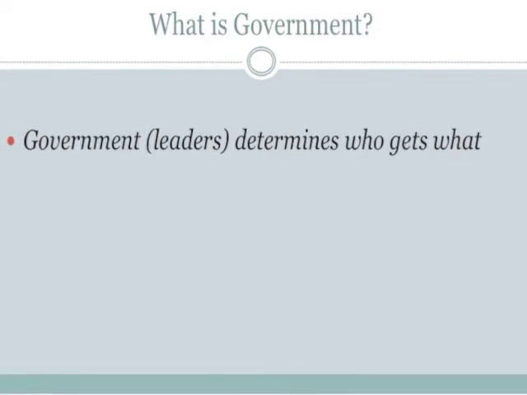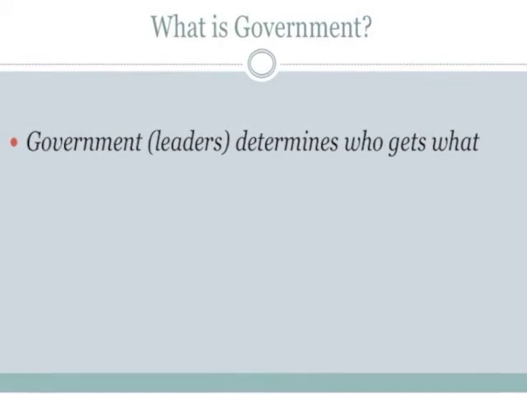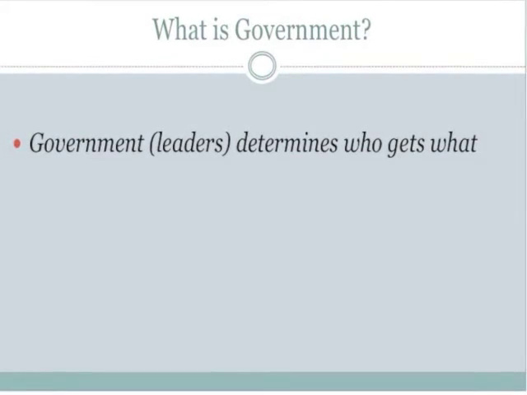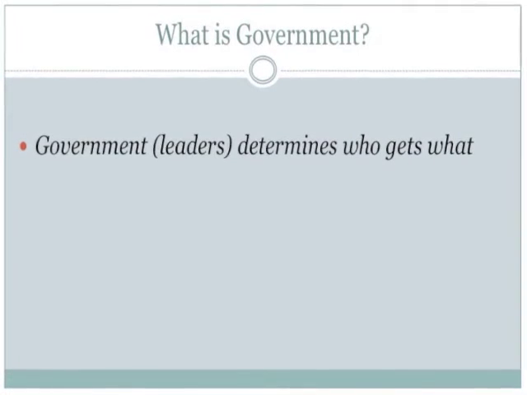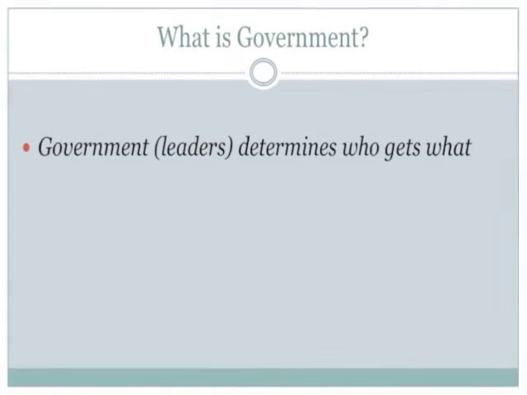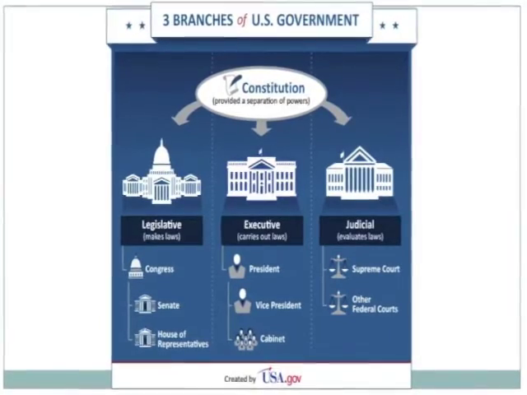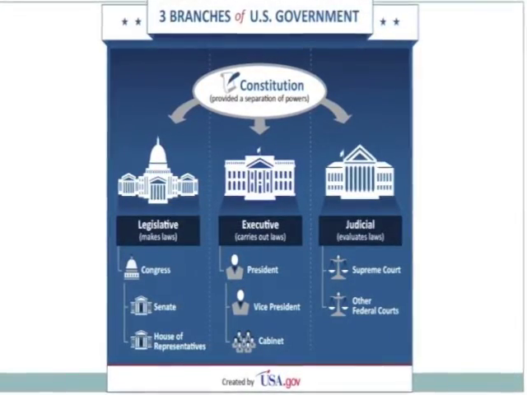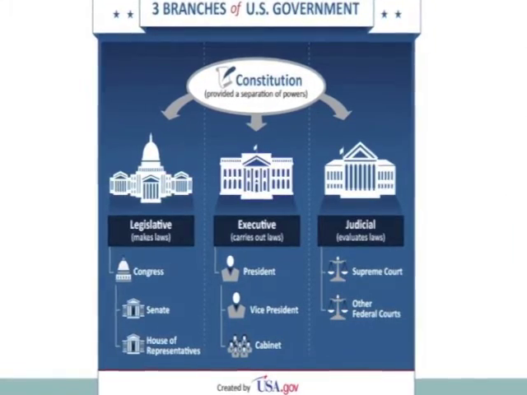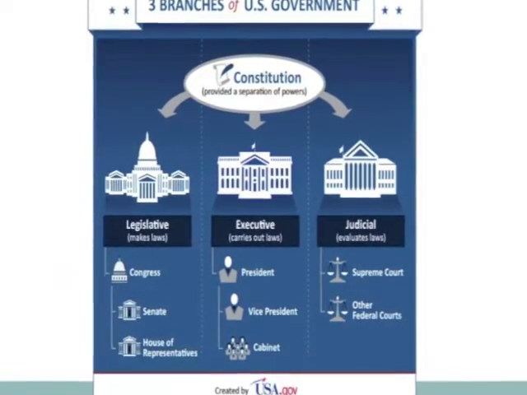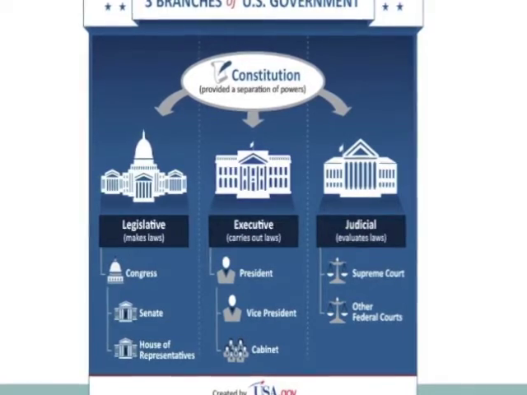The textbook generally defines government as formal institutions and procedures that exercise authority over a body of people. In other words, governments determine who gets what in a society. In the U.S. context, there are 3 branches of government. We won't talk about these in detail just yet, but do note that they make up the U.S. government and are responsible for determining who gets what.